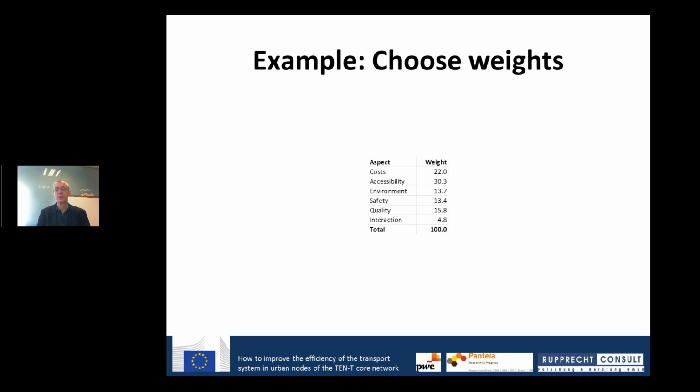Now here's an example. These are the average weights that the stakeholders gave to the different aspects. And what may surprise is that the costs only weigh up to 22%, while the benefits add up to almost 80%. As can be seen, accessibility scores 30 points, and safety and environment score both 13 points. Quality scores a bit higher with 16 points, and interaction is about 5 points.